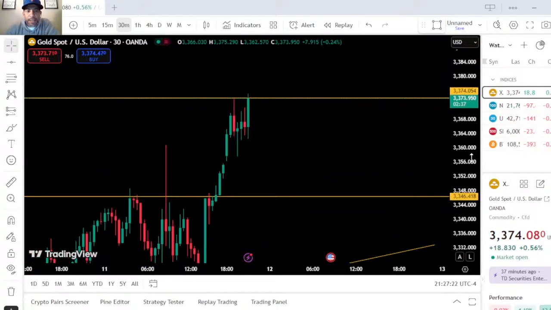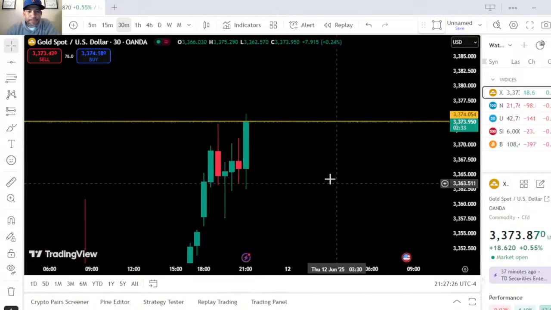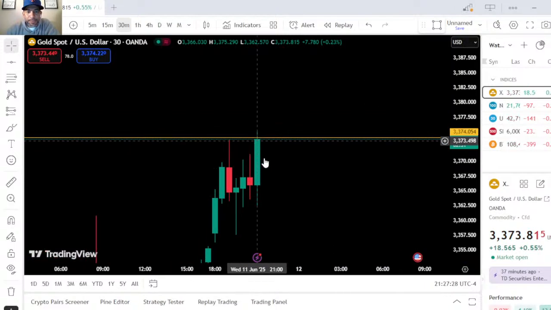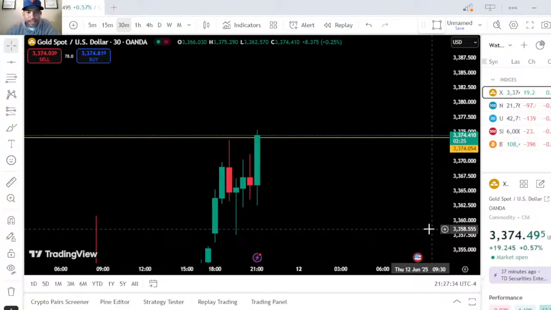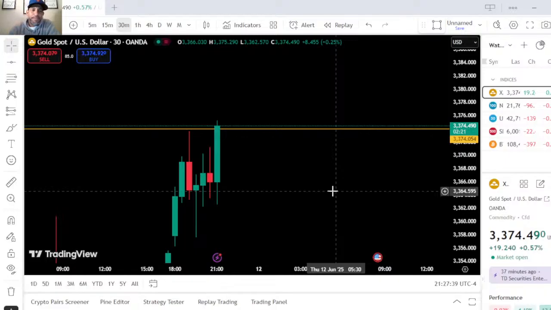2 minutes to candle closure. Let's see. I'm gonna zoom in on this right here. We're looking at this candle. 2 minutes 30 seconds. We want this candle to close above, give us a nice break like it is right now. Let's see. And then we'll look for an entry at that point.